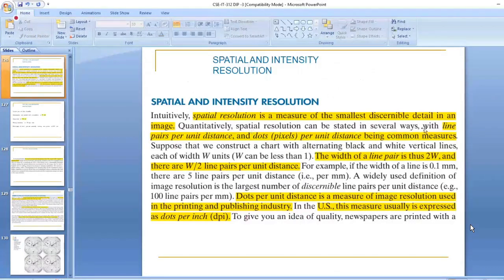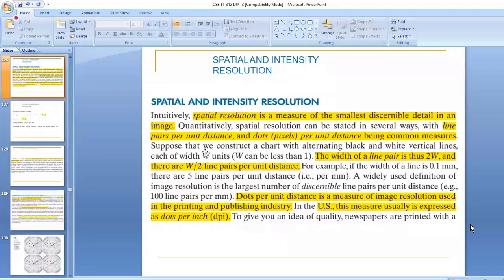Now see, this spatial resolution, it may be stated line pairs per unit distance. एक डिस्टेंस में जो भी है आप ले रहे हैं, सेंटीमीटर ले रहे हैं या मिलीमीटर ले रहे हैं, उस पार्टिकुलर एक सेंटीमीटर में कितने लाइंस का पेयर है, लाइन पेयर्स, और वी कैन से डॉट्स पर यूनिट डिस्टेंस, या एक डिस्टेंस में कितने डॉट्स हैं, एक डिस्टेंस में 1 डॉट है या 2 डॉट है या 3 डॉट है या 500 डॉट्स हैं या 1000 डॉट्स हैं. So this is the common measure here.